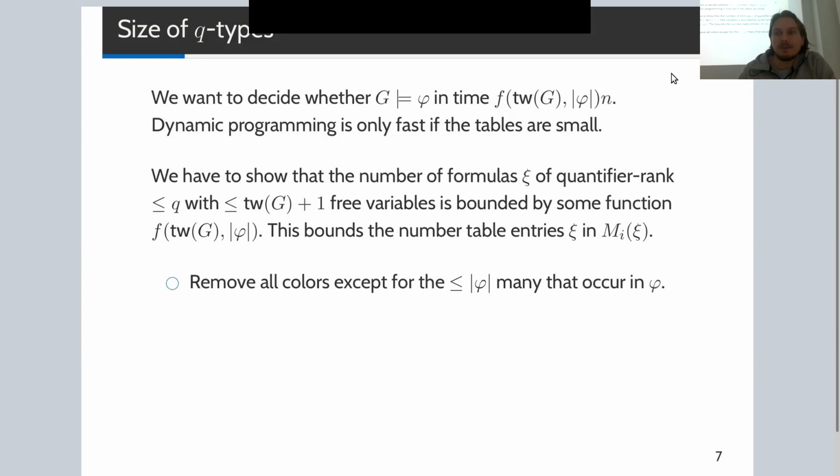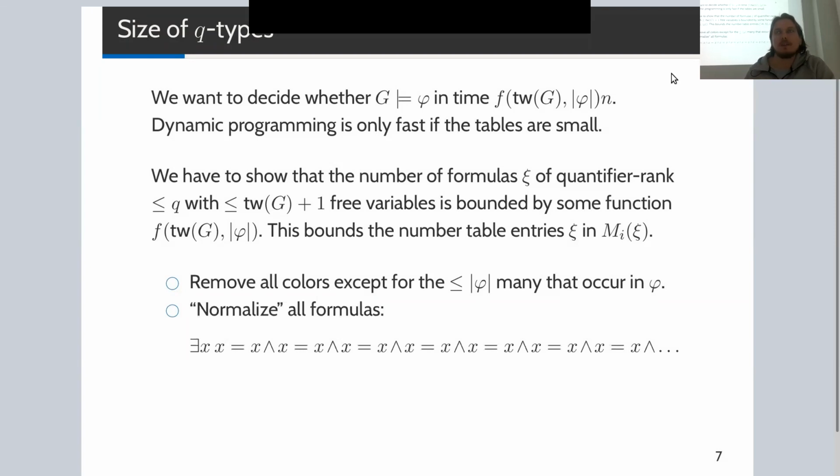And we did some simple preprocessing. The first thing we did was assume that the number of colors in the graph can be bounded by the length of phi. For example, if there are red vertices in the graph, but the formula phi that we evaluate in the end doesn't mention any red vertices, then we can just remove the color red from the graph and we don't have to talk about it anymore. This way we can assume that the number of colors is bounded by the length of the formula.